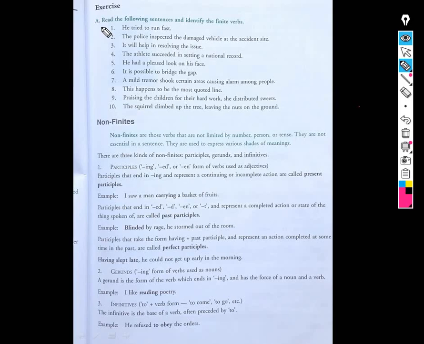Right? Now, after reading finite verbs, you will do this exercise by yourself. Let me solve the first sentence. The exercise is read the following sentences and identify the finite verbs. Okay, आपने finite verb को identify करना है, means आप underline करना है, right? For example, first is he tried to run fast. He tried to run fast.